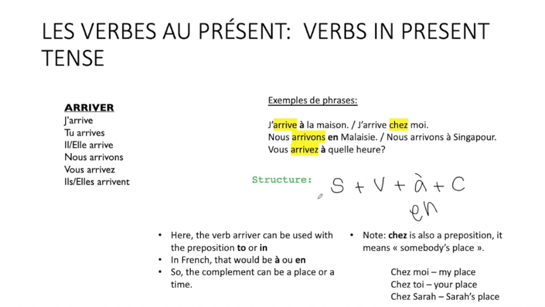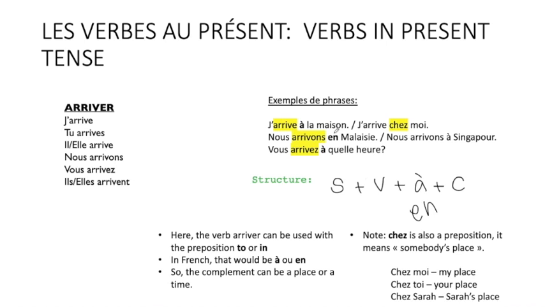Okay, so now we are at our very last verb, arriver. We've learned this actually in Leçon 2. It's j'arrive, tu arrives, il, elle arrive, nous arrivons, vous arrivez, ils, elles arrivent. It's an ER verb, so the conjugation is the same as other ER verbs. Okay, let's look at the examples. J'arrive à la maison. I arrive at home.